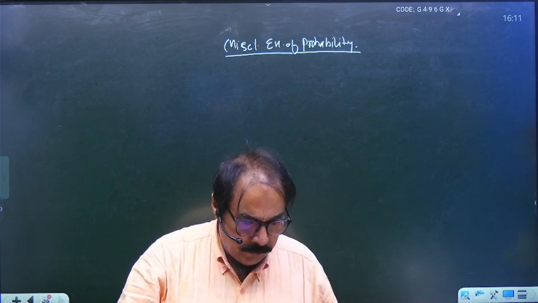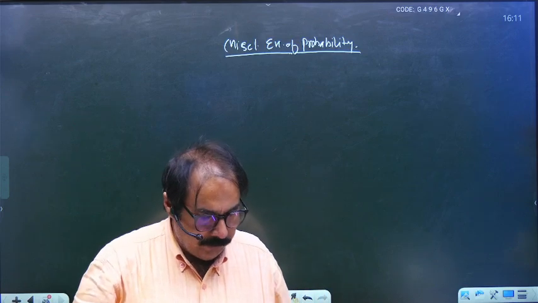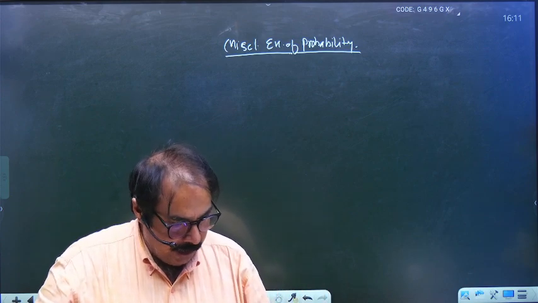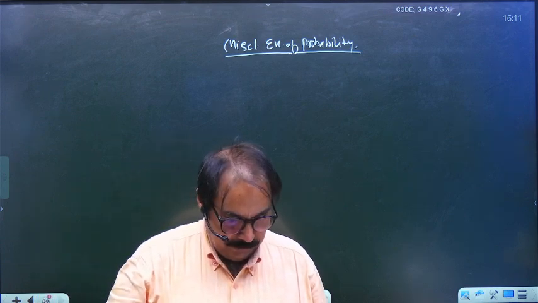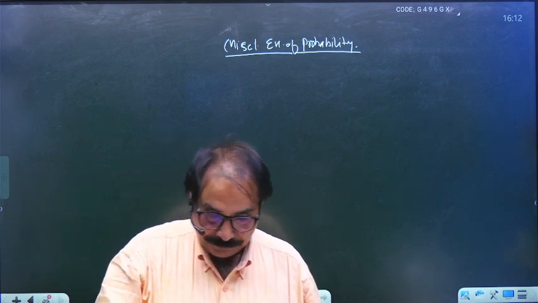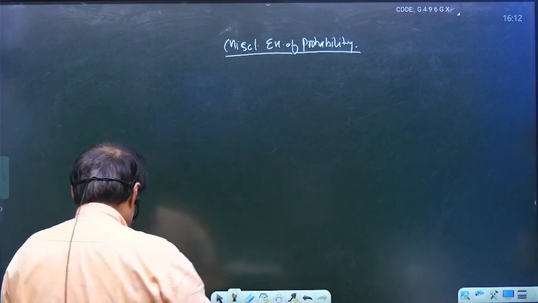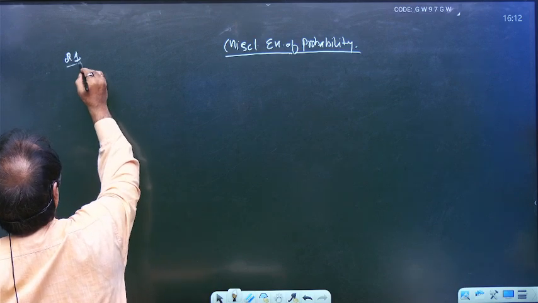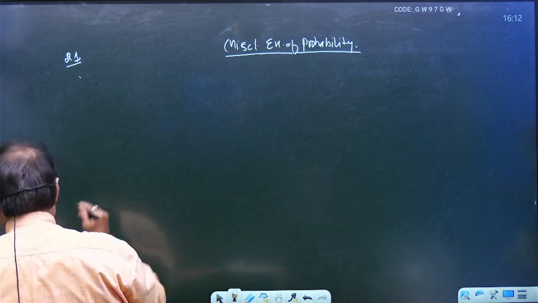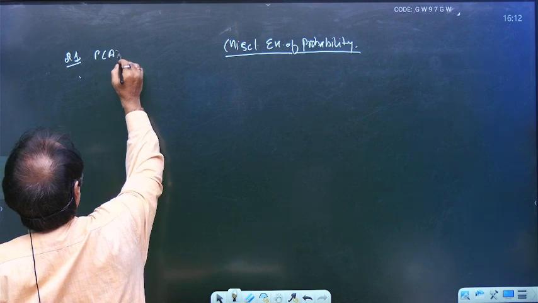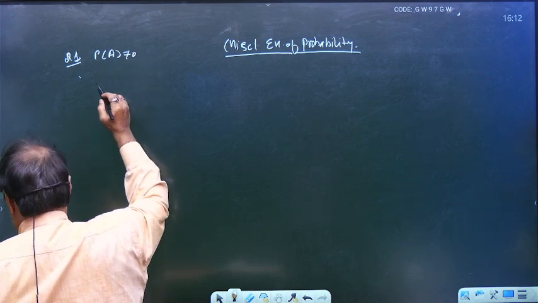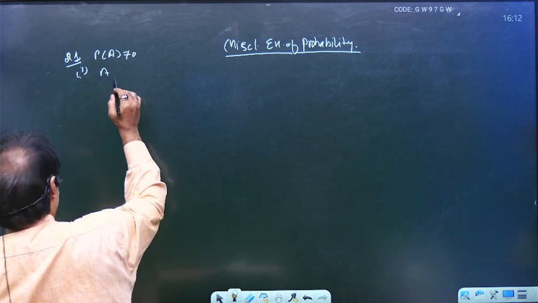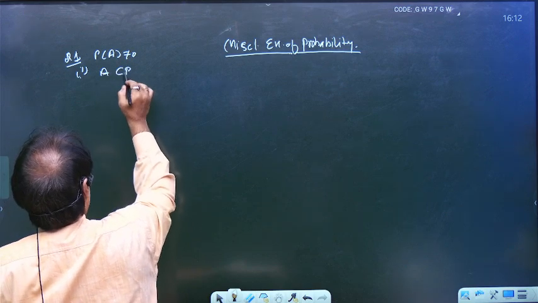If A and B are two events such that P(A) is not equal to 0, find P(B|A) if A is a subset of B, and if A intersection B is equal to the null set. So this is question number 1 of the miscellaneous exercise. It is given that probability of A is not equal to 0, and the first case is that A is a subset of B.